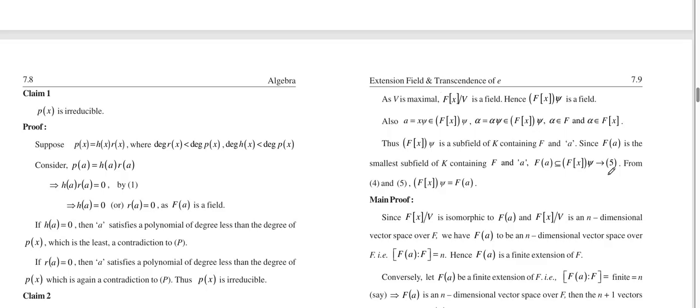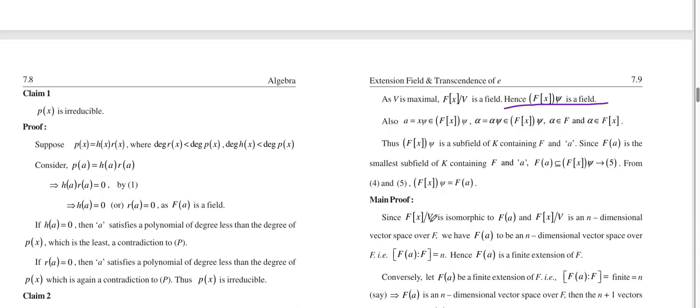This is the smallest which contains both F and A, and that is any other. And how does this one come? That is also to be noted, and that is what is explained here. V is maximal means F[x] mod V is a field, and hence this is a field. So both of them are fields, and one is contained in the other. So we must have equality. F[x]psi is F(A).